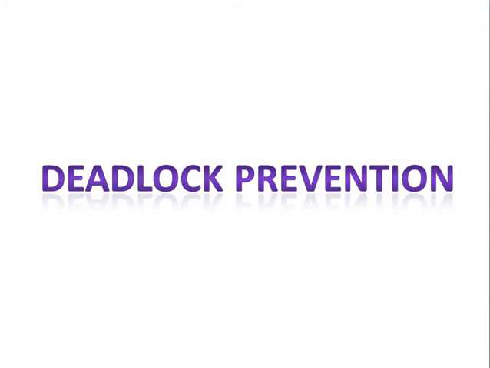If it is possible to violate one of the four conditions at any time, then the deadlock can never occur in the system. If we violate one of the conditions for deadlock, then deadlock never occurs in the operating system. If we succeed in violating one of the four conditions, mutual exclusion, hold and wait, no preemption or circular wait, then deadlock can never occur in our system.